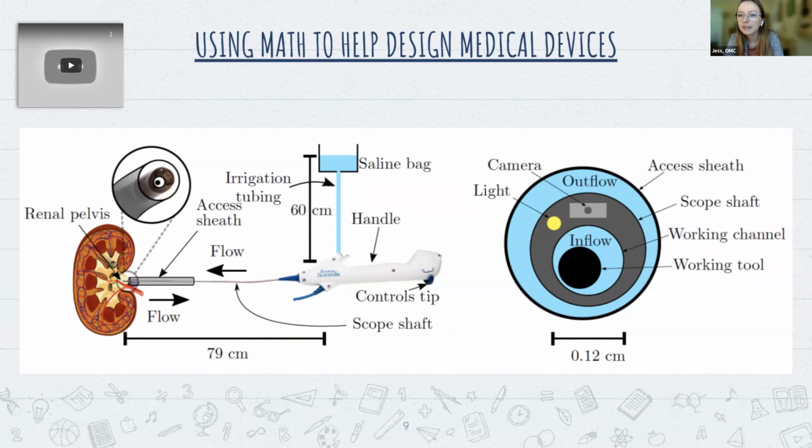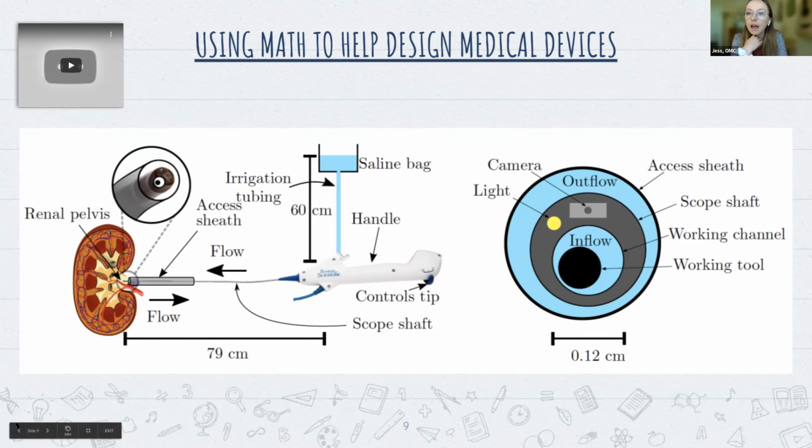And so really what they need is, for this procedure to be successful, they need to get quite a lot of fluid into that kidney to be able to properly wash away all this stone dust. But it's really important that the pressure in the kidney stays low. So that was really where the mathematical modeling came in. I wanted to make sure that there was enough fluid getting into the kidney for the patient to be able to see, but the pressure in the kidney wasn't going too high.